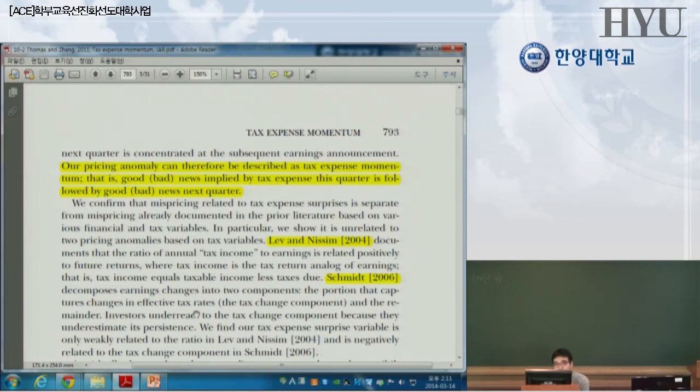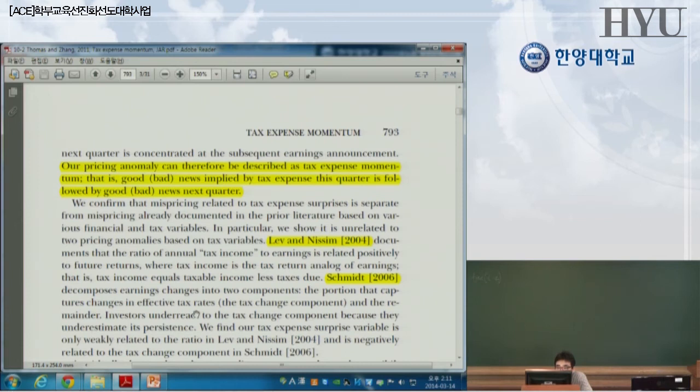So basically, it's a pricing anomaly. In an efficient market, this kind of pattern shouldn't arise. Stock returns shouldn't be predictable based on today's information; that's the efficient market hypothesis. It is an anomaly because it says that we can predict future returns based on today's information about tax. So it is a pricing anomaly.